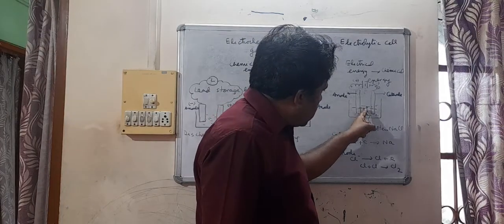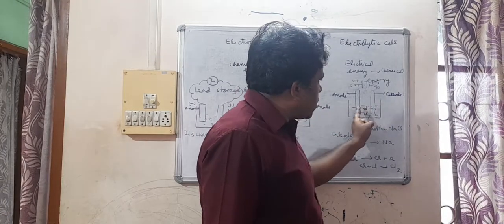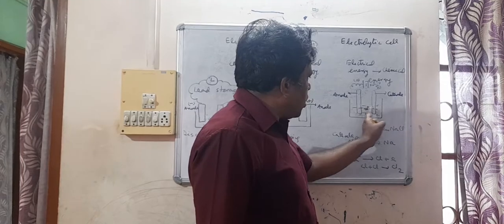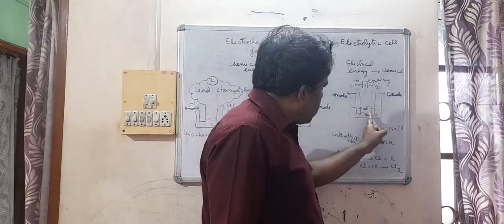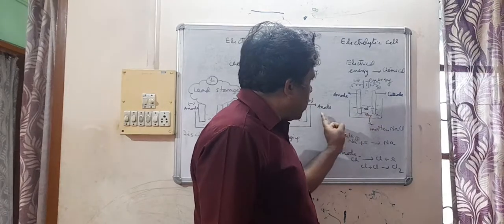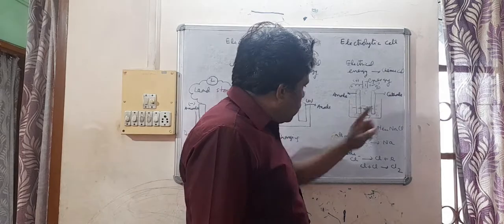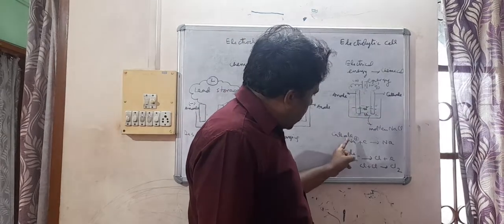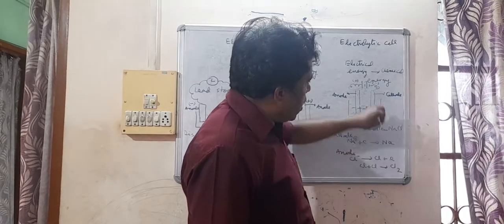All the sodium ions present here, since they are positive, will move towards the negative plate, and Cl minus will move towards the positive plate. That is, Na plus will go towards the cathode. Now, what will it do at the cathode? Na plus will gain one electron and form Na. So this Na will get deposited.